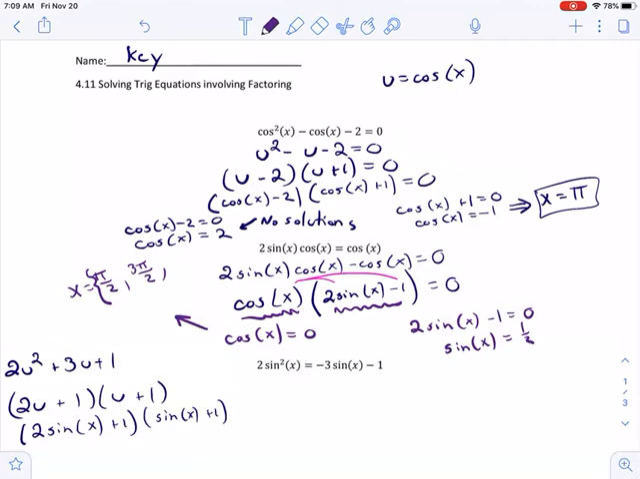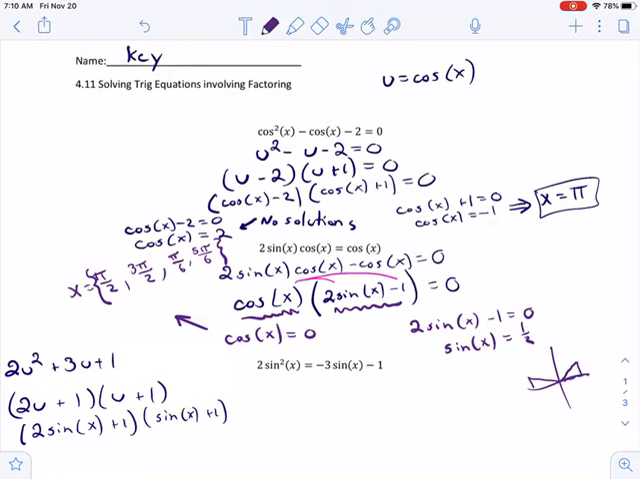And sine being my y-coordinate, looking on the unit circle for where that's going to be a half, I'm just trying to visualize this. So we end up with these angles here. So that looks like pi over 6 and 5 pi over 6. So all four of those end up being solutions to this problem.